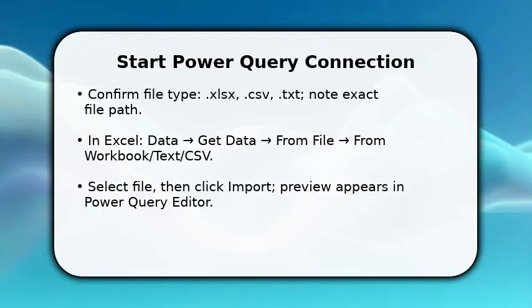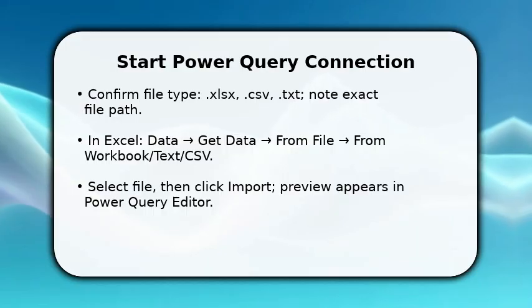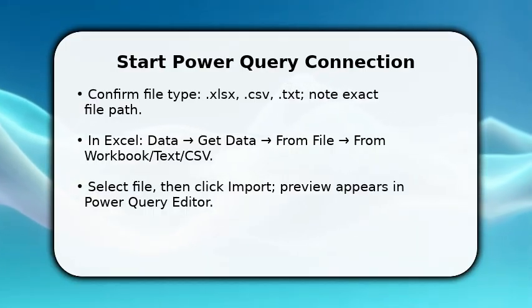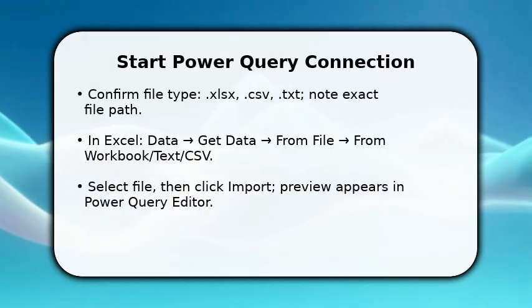You start by using Power Query because it's the only robust live link method. Open Excel, go to Data, then Get Data, choose from File and pick Workbook or Text/CSV depending on your file. Point to the exact file path so the link remains stable, and click Import.